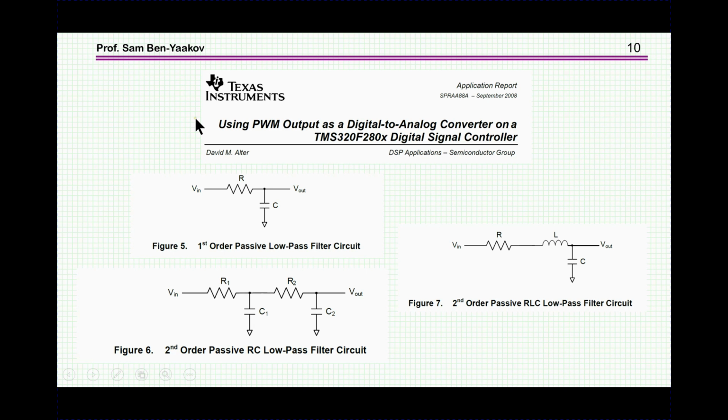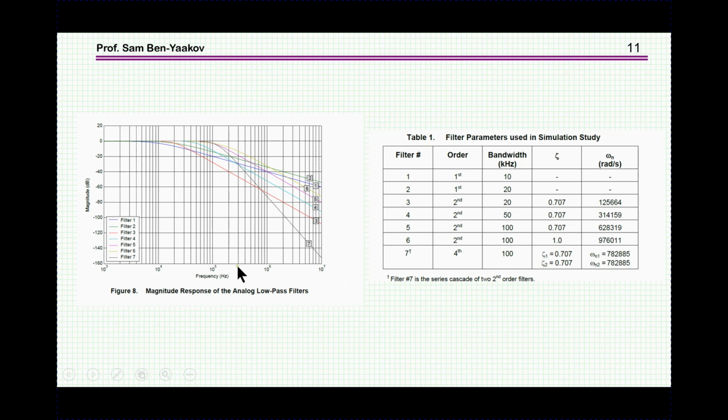There is an application note by Texas Instruments that is dealing with this problem. They are referring to a fairly strong controller that they have, and they are examining types of filters. One is a simple RC single pole, a second order double pole RC, and then a second order filter with an inductor. And they are showing that obviously, depending on the construction, you get different bandwidth.